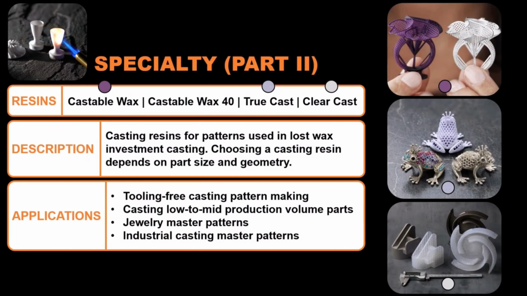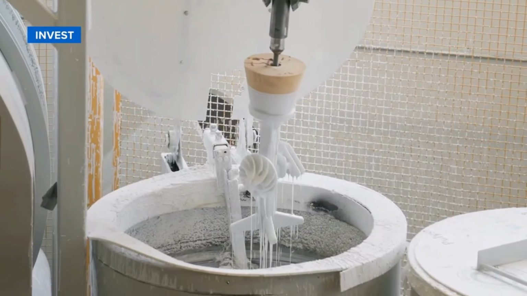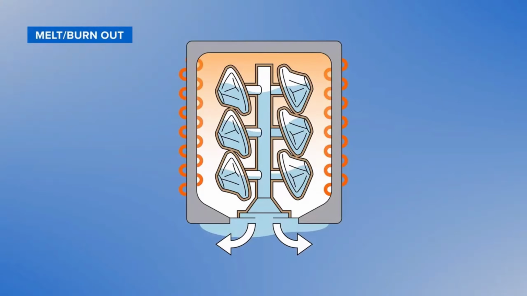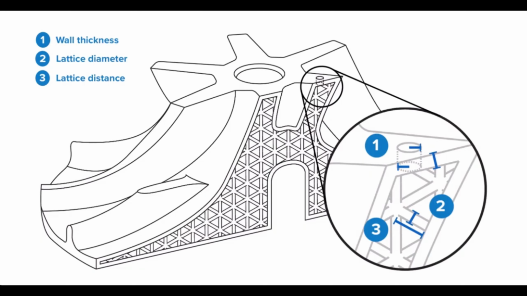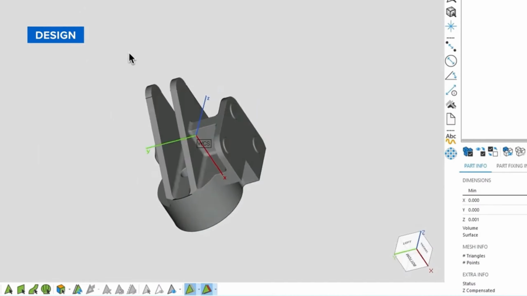As for the printing workflow, only ClearCast requires post-curing. Also, to minimize thermal expansion during burnout, parts to be printed in ClearCast need to have uniform thin walls and be hollow with an internal lattice structure to maintain rigidity. To produce the lattice structure, use Materialise Magics or Formware.